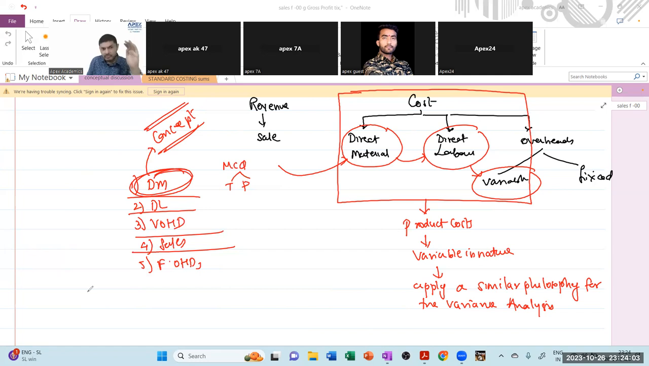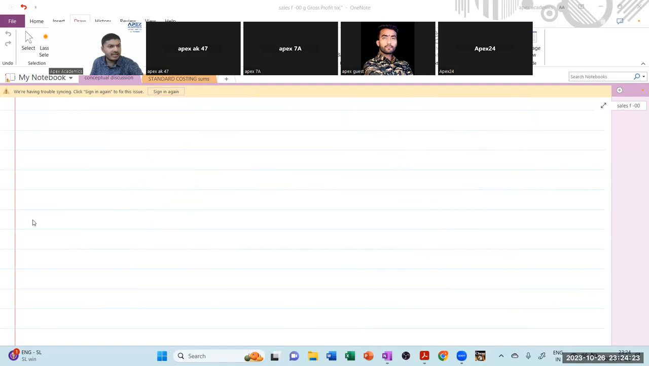Kindly take a screenshot of this. This is your index of the chapter. This is how we are going to go. We start with direct materials, direct labor, variable overheads, sales, and finally we come to fixed. This is your index of how we are going to go about this lesson. So let us begin without further ado, direct material variances.